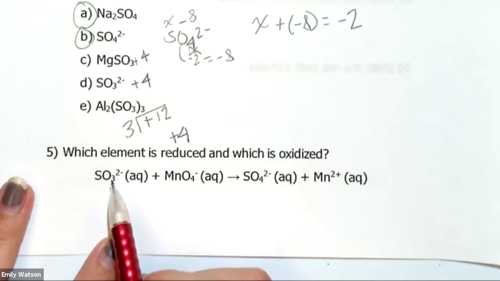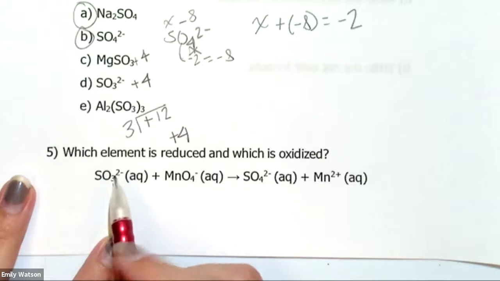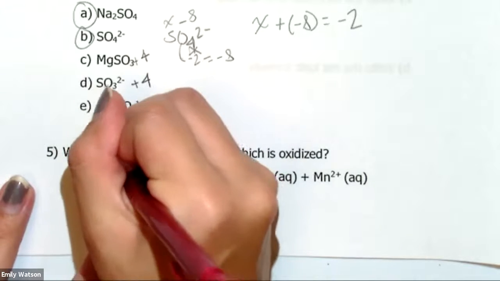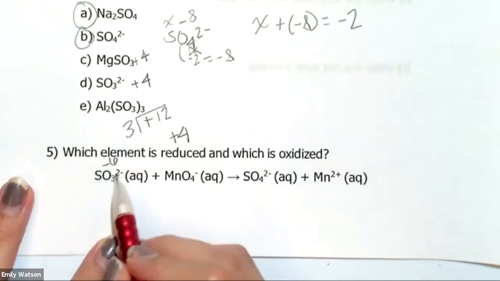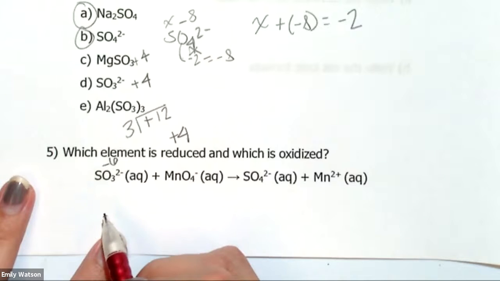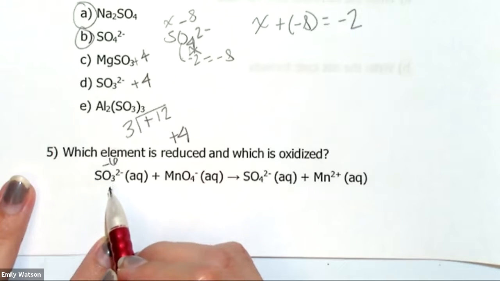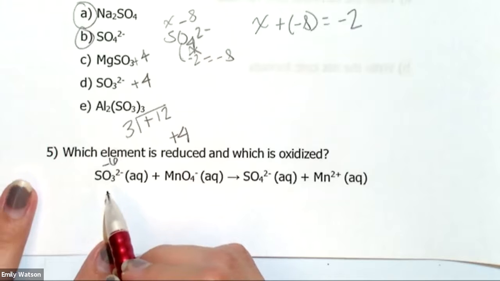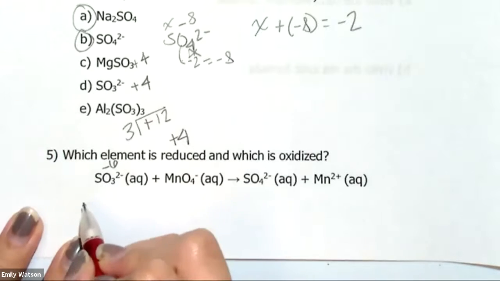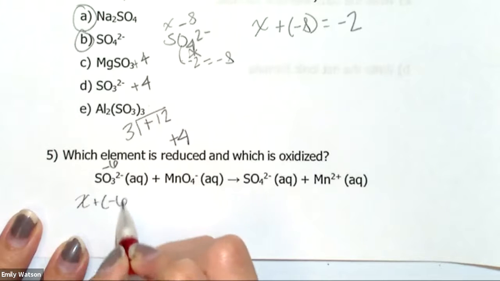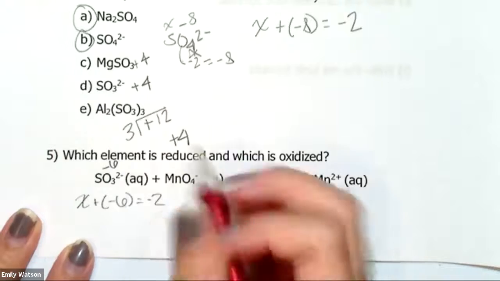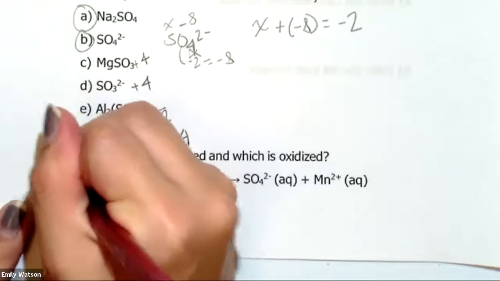So what is oxygen always? -2 plus these 3, so we're going to have -6. We need it to be equal to -2, so what's our sulfur? You can always put the X. I was just skipping over that step, but if you want to, you can always do X plus -6 is equal to -2 and figure out what that is. It's going to be +4.